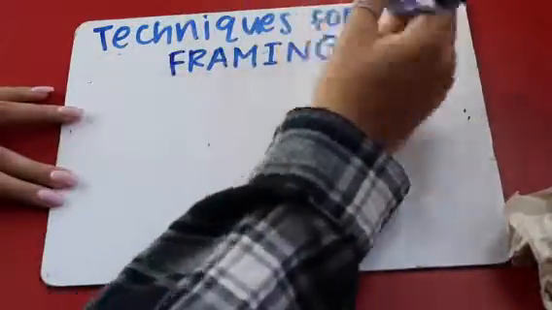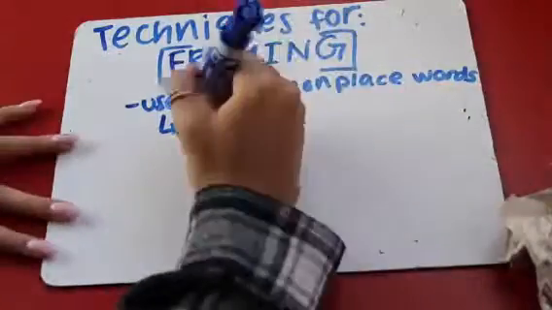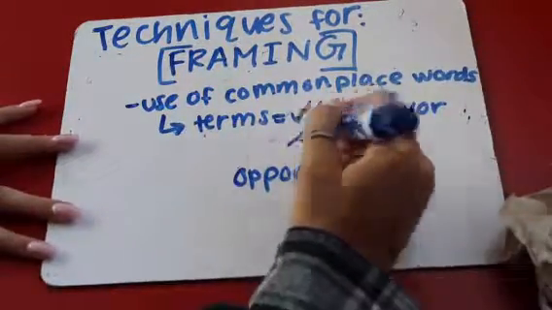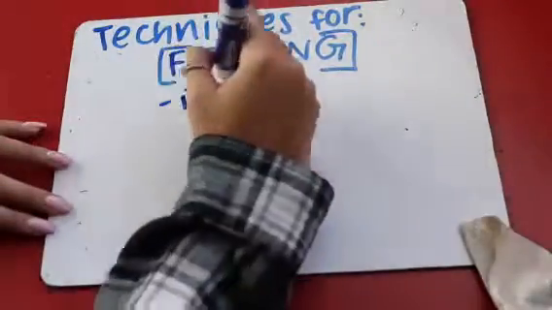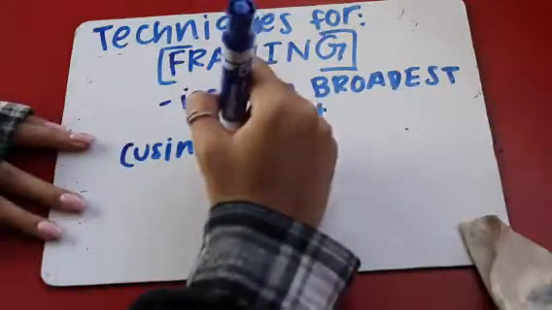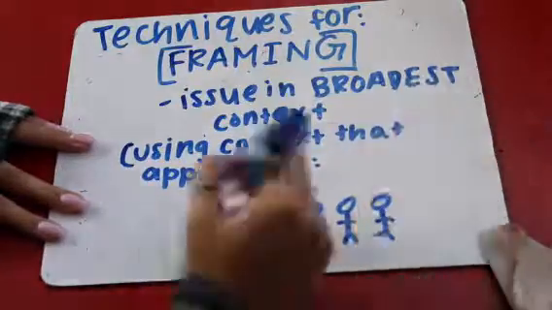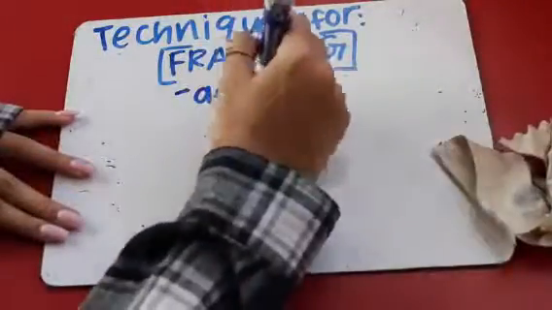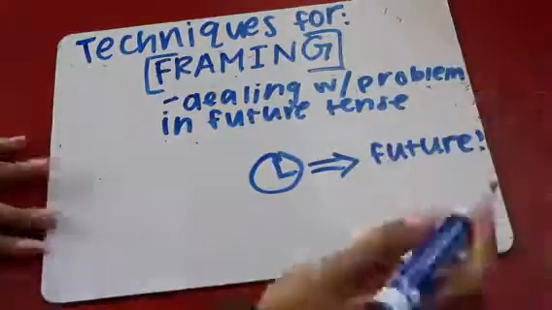Now let's talk about Heinrich's framing techniques. The first one is use of commonplace words. Choose terms that favor you while putting your opponent in a bad light. The second one is defining the issue in the broadest context. Use a context that appeals to the values of the widest audience. The third and last one is dealing with the specific problem in a future tense.